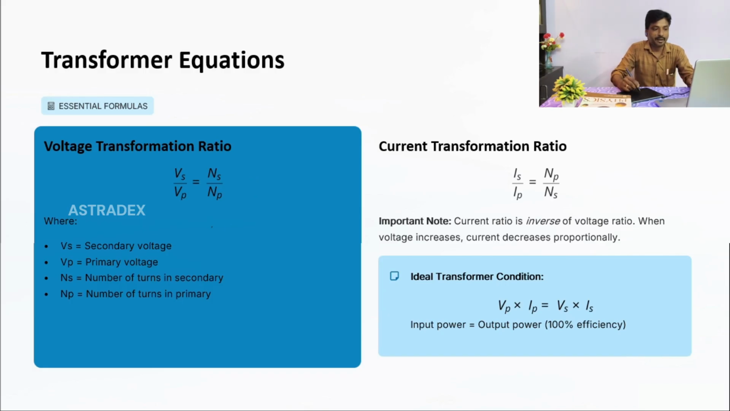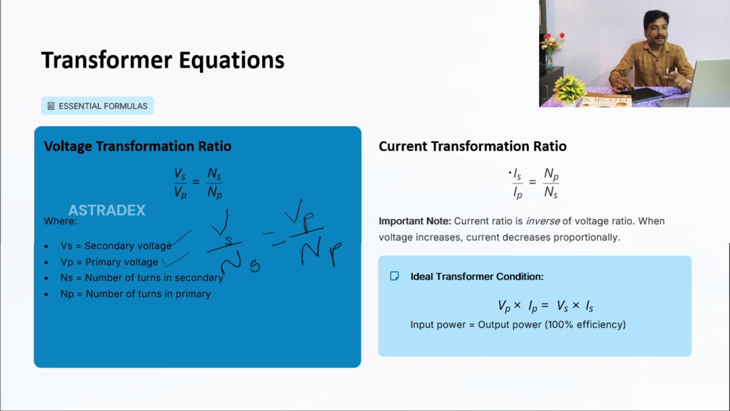So actually this equation is from Vs by Ns is equal to Vp by Np. Actually, what is the meaning of this equation? The EMF per turn for both primary and secondary will be equal. In this equation, Vs is the secondary voltage, Vp is the primary voltage, and Ns is the number of turns in the secondary coil, and Np is the number of turns in the primary coil.